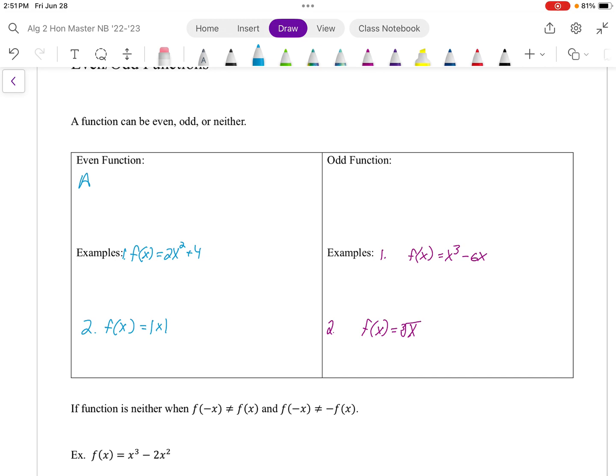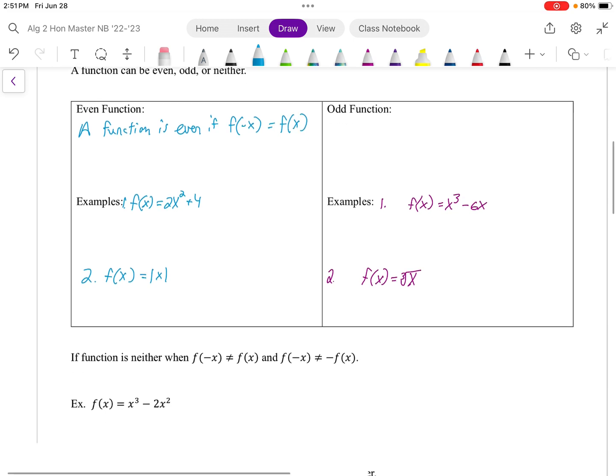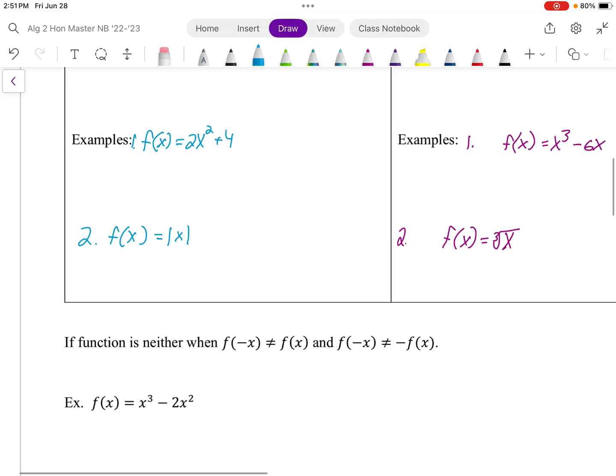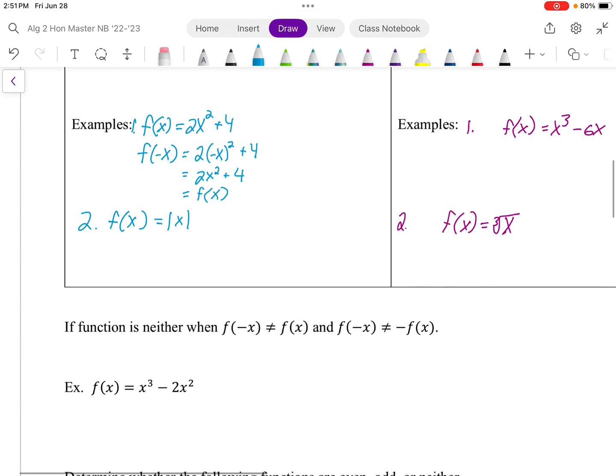The definition of an even function: a function is even if f of negative x is equal to f of x. There are two examples below of even functions. The way you would know that they're even is by evaluating and finding f of negative x, which in this case would be 2 times negative x squared plus 4, which is equal to 2x squared plus 4, which is the same as the original f of x. Therefore, this function is even.